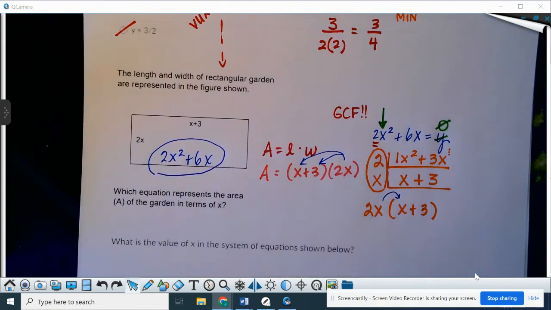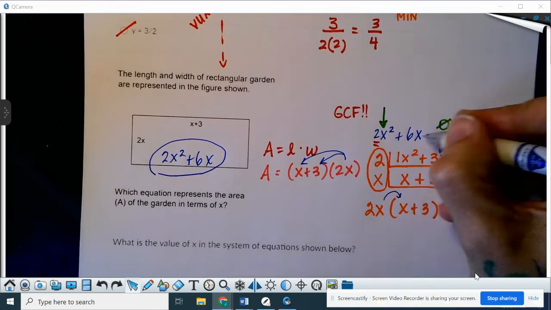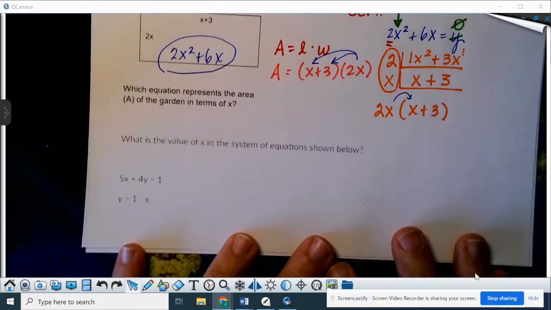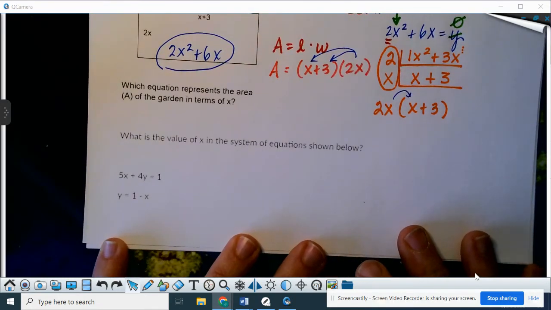If we solve for x, that would help us find the length or the width. But in this case, we're just going to stop. Sorry, I got a little ahead of myself. So we had our answer right here in the beginning. What is the value of x in the systems of equations shown below?